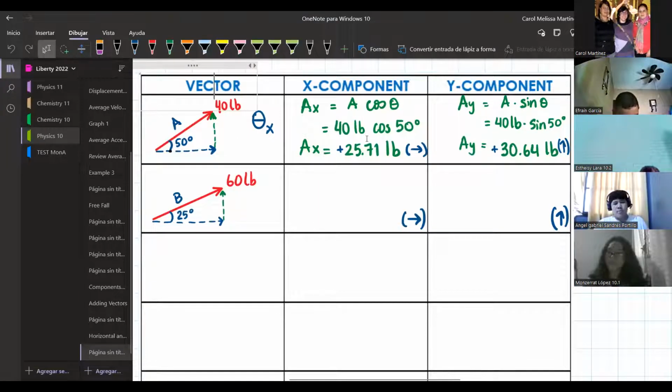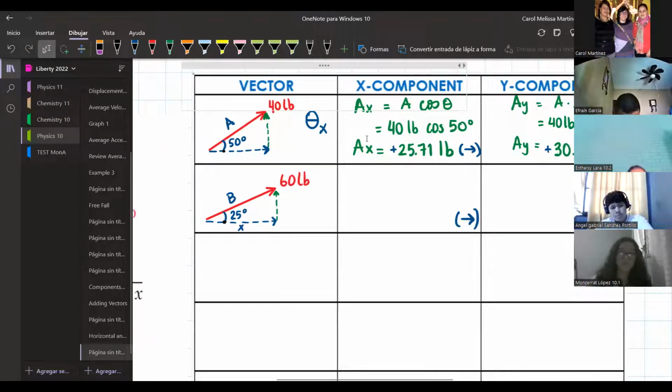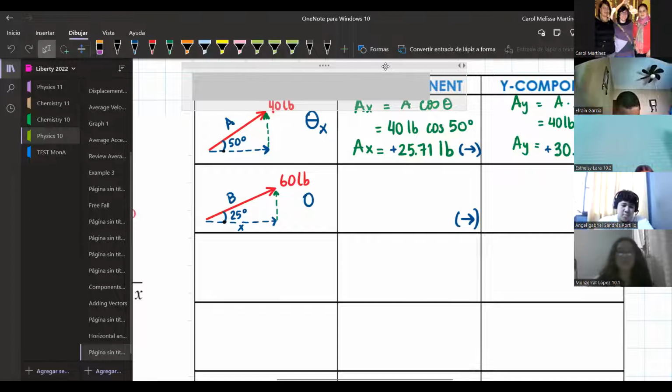So what type of angle is that? Horizontal or vertical? Horizontal. It's touching the x-axis, therefore it's going to be a horizontal angle, and that means that I will be using the same trigonometric functions to get the components.